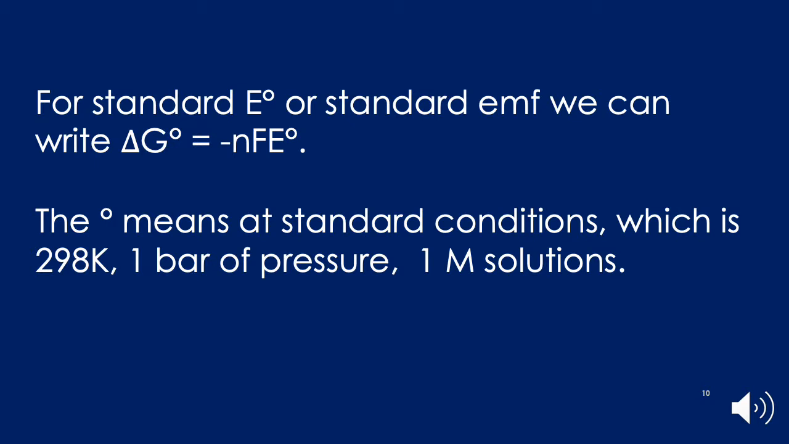If we put the small exponent of a zero on the values of Gibbs free energy and cell potential, we are stating at which temperature and pressure the reaction is being conducted. The little 0 implies standard conditions, or 1 bar of pressure and 298 Kelvin. It also implies a molarity of 1 molar.